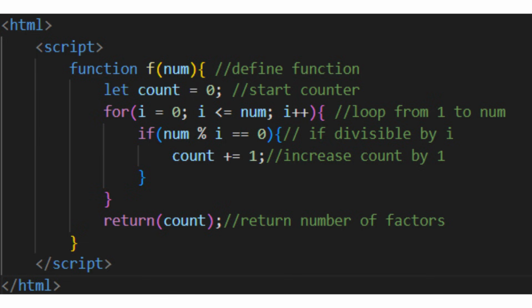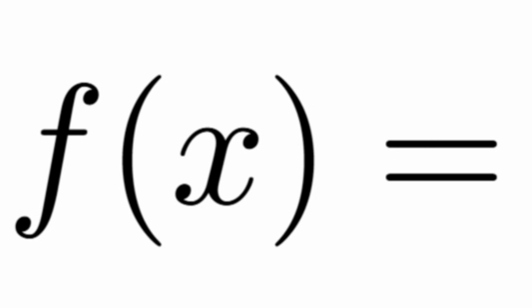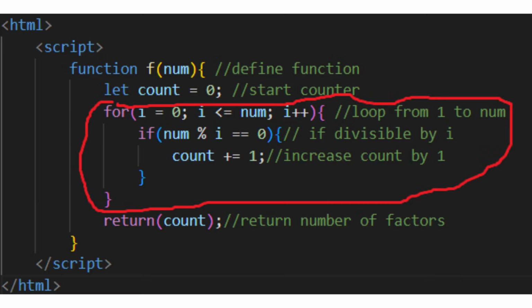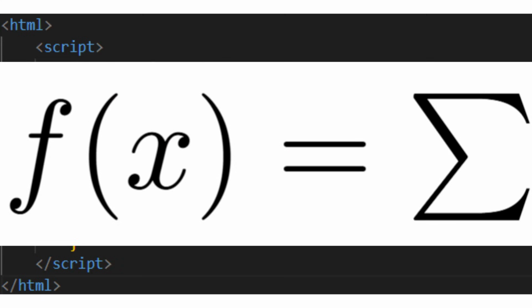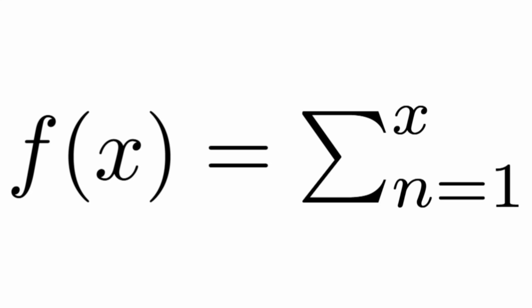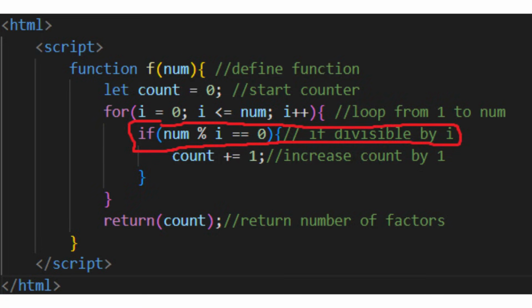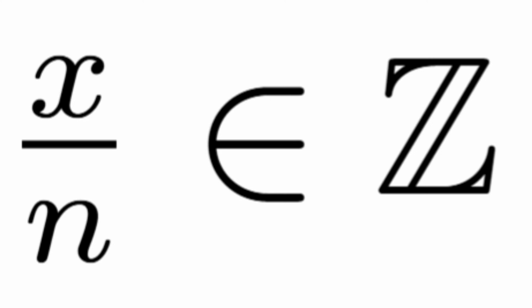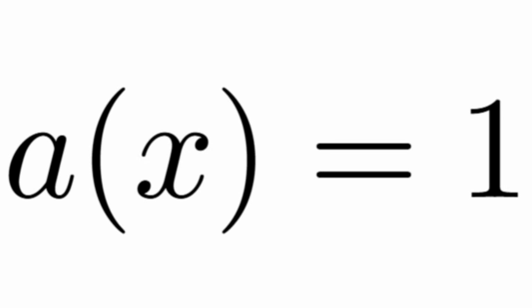So now we can start making our function. We start by defining it as f of x, with x as our input. Now just like our code, we are going to use a sum to loop through all numbers from 1 to x. Now we need to create the condition. So our condition is x is divisible by n, and our action is to add 1.